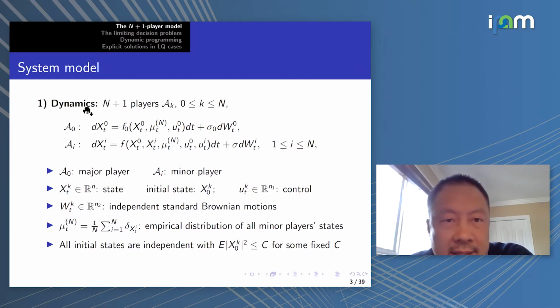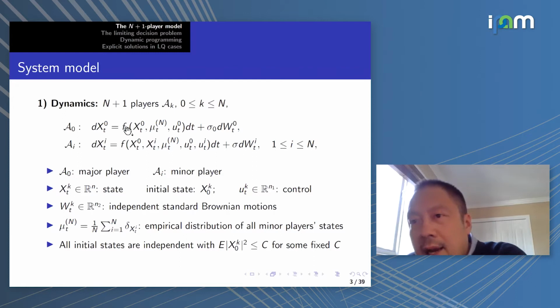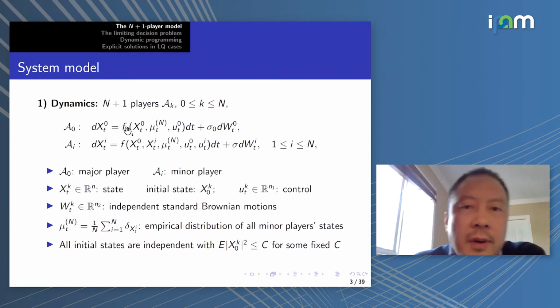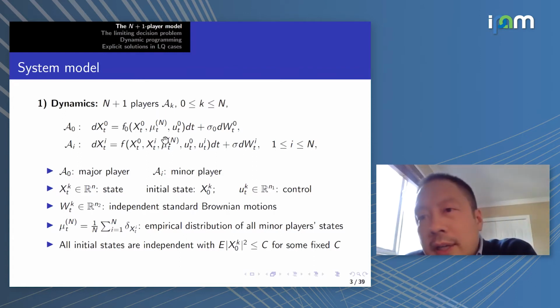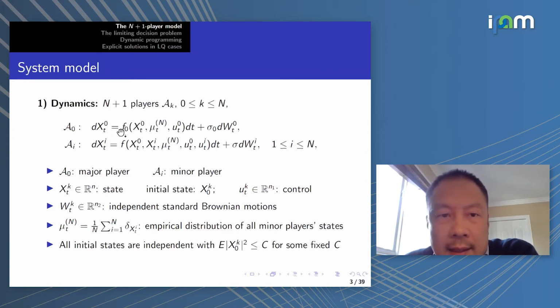So this is the dynamics. We can give a little bit of motivation for this kind of modeling. You can think of, say, in our financial market, you have a very big institutional trader, and then you have a very big group of individual persons as much smaller traders. So that's a motivating background.